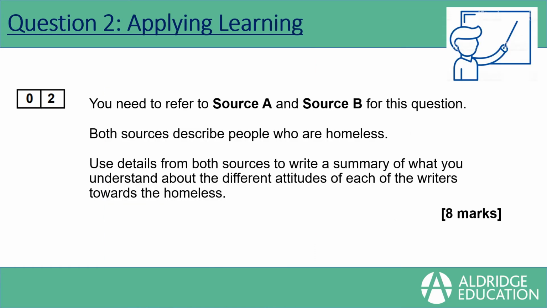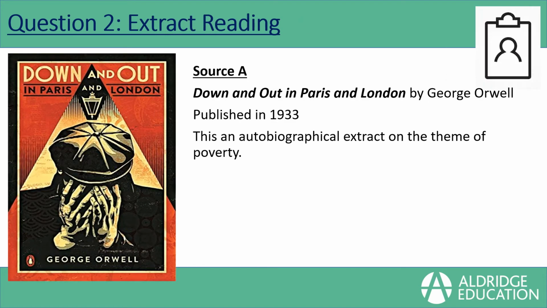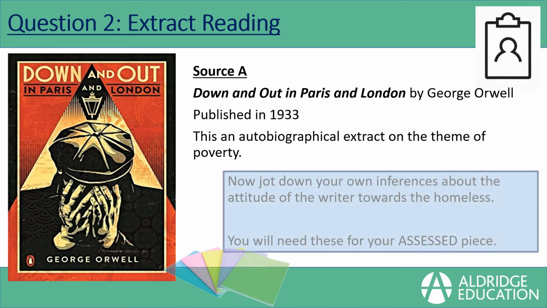This is what a question will look like. You need to refer to source A and source B for this question. Both sources describe people who are homeless. You're going to use details from both sources to write a summary of what you understand about the different attitudes of each writer towards the homeless. Source A is the one we read last lesson, Down and Out in Paris and London by George Orwell, published in 1933, and it's the autobiographical extract on the theme of poverty.